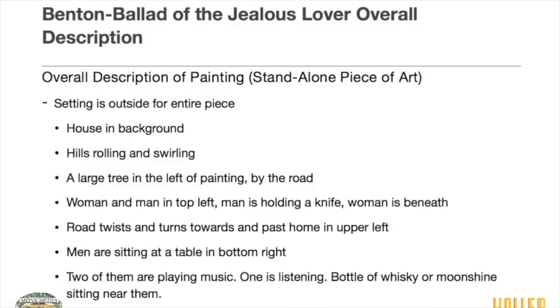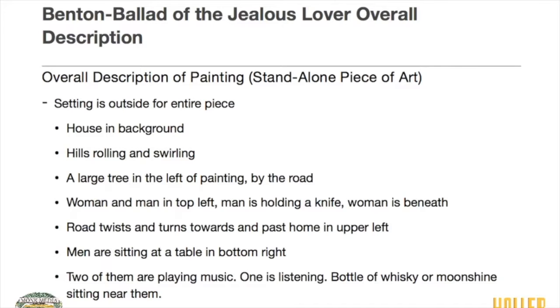So let's look at a murderer description. Now this is a standalone piece, so if you're designing a standalone piece of art, you could do a diptych or a triptych. That's fine too. We talked about that at some point at school, where students were thinking about doing 3 standalone pieces together for a sequential piece. That's perfectly fine too. Look at this. This is an actual piece of work. It's called Benton Ballad of the Jealous Lover. This is a standalone piece of art.